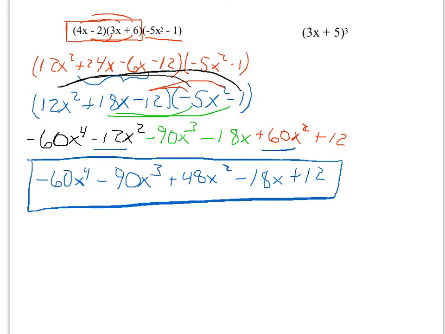You'll notice the other one, 3x plus 5 quantity cubed. So essentially what that means to us is we have 3x plus 5, 3x plus 5, and 3x plus 5. So, and then we would just go ahead and do it like the previous one. FOIL the first two, figure that one out, and then bring in the third.